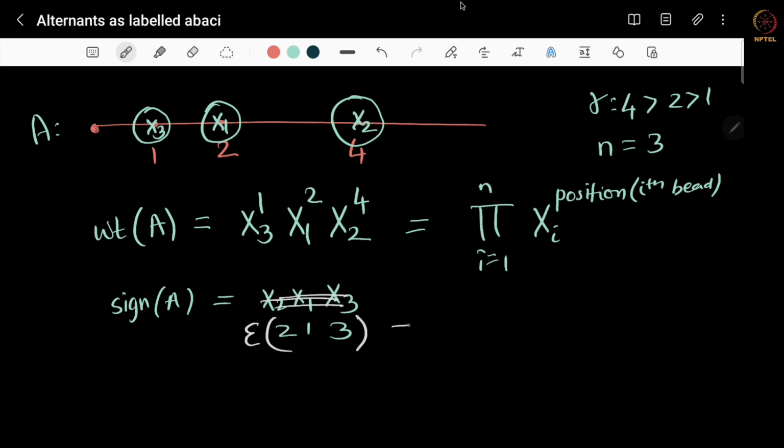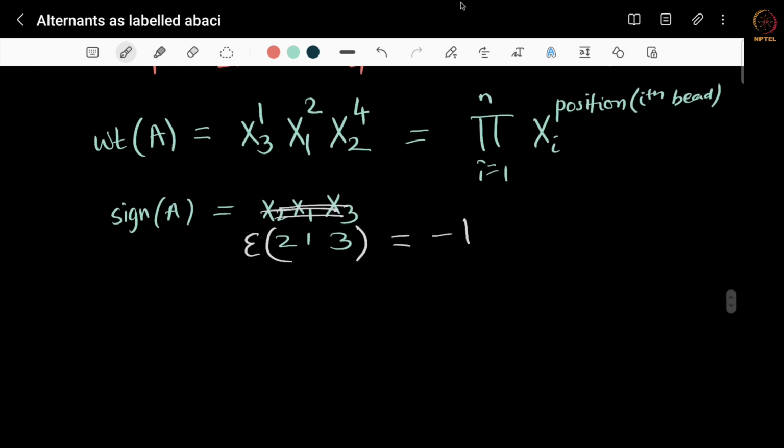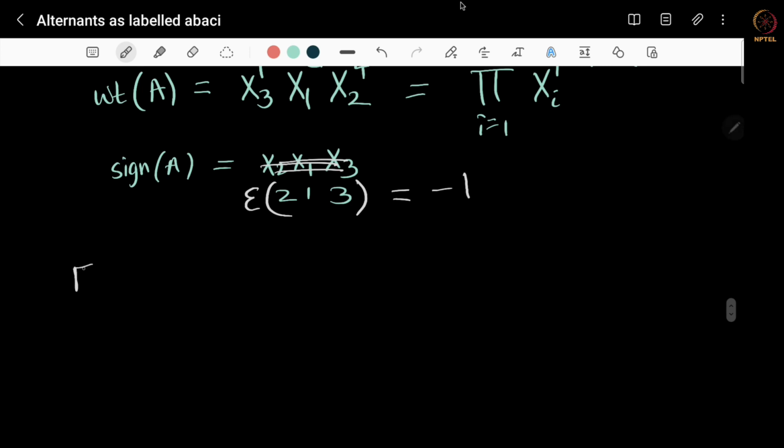So that's that term. And what's the sign in this case? The sign of A is the following. I read the bead labels from right to left. So what are the bead labels here? x2, x1, x3. I've just read the labels, and so I think of this as the permutation 2, 1, 3. The sign of A is by definition the sign of this permutation, just an intermediate step. Now 2, 1, 3 is just a transposition which interchanges 1 and 2, right? So the sign of this permutation is -1.